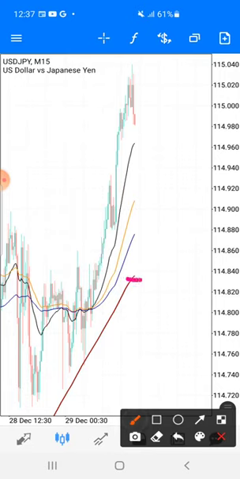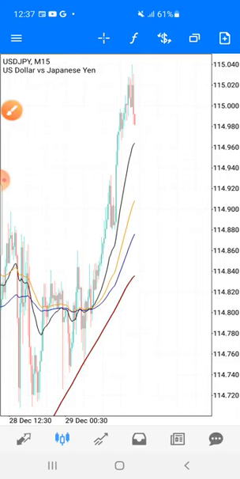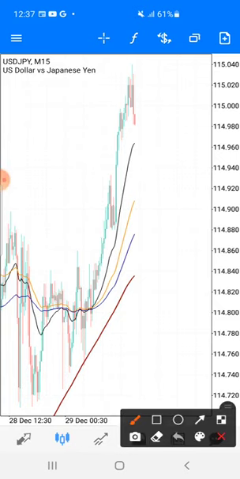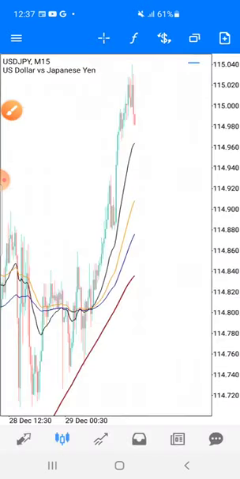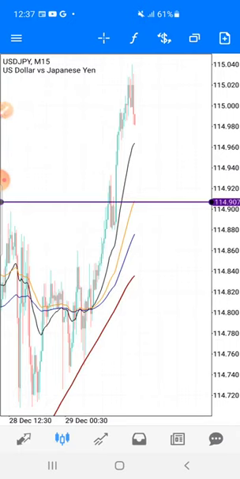But if you have a very small account, don't give the price room to almost close your account for you. So you have to set your stop loss very close. You use the golden line. Anywhere you see the golden line, you set your stop loss. Let me get a horizontal line. So our stop loss should be somewhere here now.